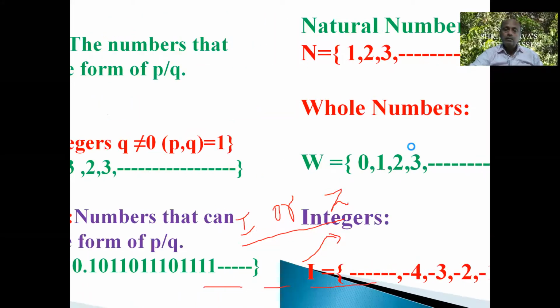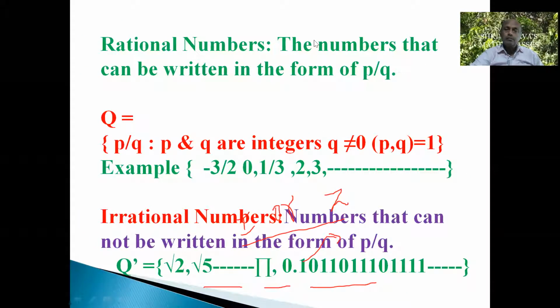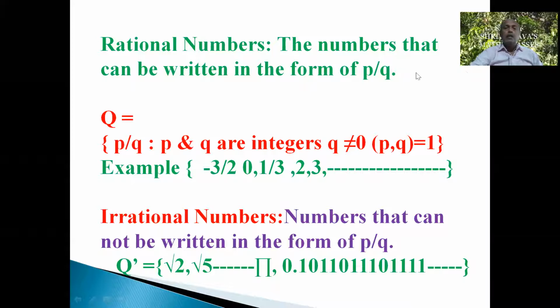Next thing, rational numbers. The numbers that can be written in the form of p upon q are called rational numbers. It is represented by capital Q. You can write in curly brackets p upon q such that p and q are integers, q is not equal to 0 and HCF of p and q must be 1.